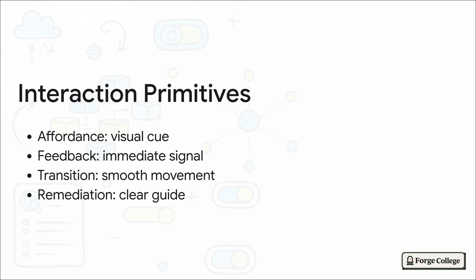Third, we have transition. This is the smooth movement or easing between visible states, preventing the screen from just jarringly snapping from one thing to another. And fourth, remediation. Listen, this one is huge. Remediation is your crucial emergency manual.